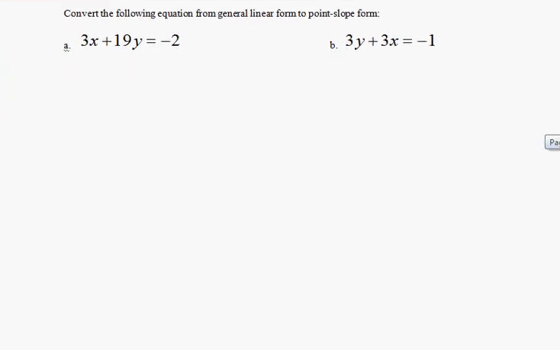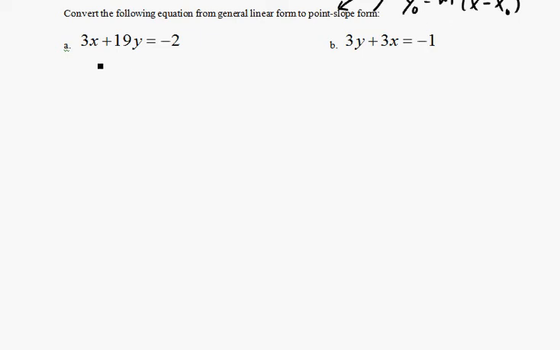Moving on, now we want to convert the following equations from general linear form to point-slope form. Recall that point-slope form looks like y minus y sub 0 equals m times x minus x sub 0, where the m stands for the slope of the line, and the x sub 0 and y sub 0 are the coordinates of any point on the line.